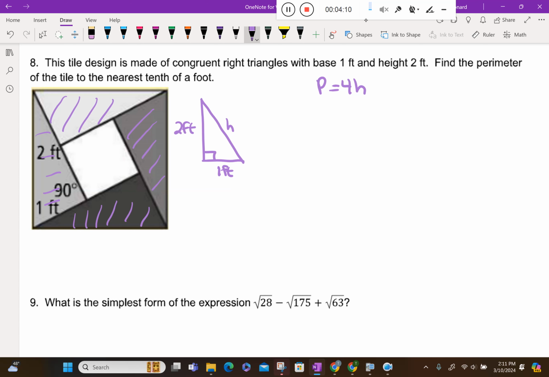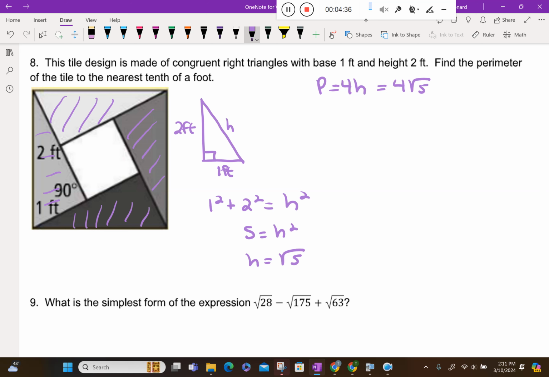So let's look at this. We have 1 squared plus 2 squared equals h squared. Well, 1 squared is just 1 and 2 squared is 4. So this is 5 equals h squared, and h equals the square root of 5. We don't need a plus or minus here because we're talking about the length of a side, which will clearly not be a negative number. So the perimeter is 4 times root 5.